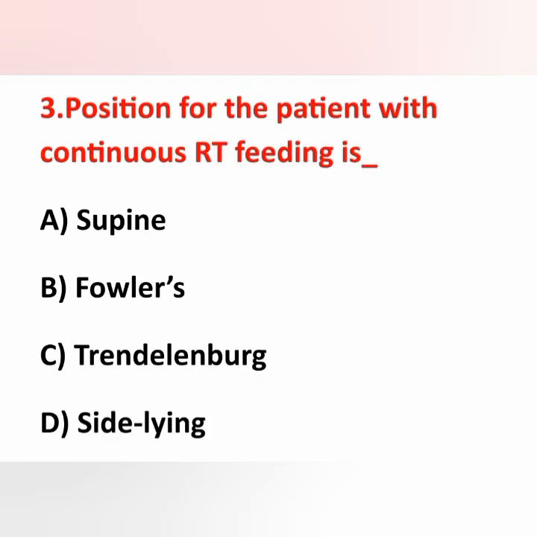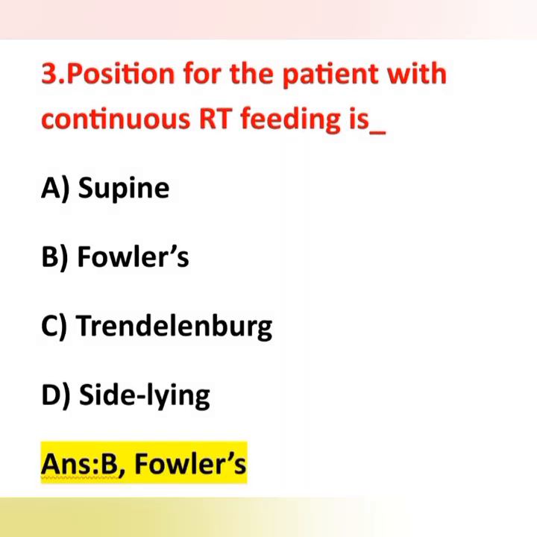Question number 3. Position for the patient with continuous RT feeding is. And options are option A supine, option B Fowler's, option C Trendelenburg, option D side-lying. And the correct answer for this question is option B. Fowler's position is given for the patient with continuous RT feeding.